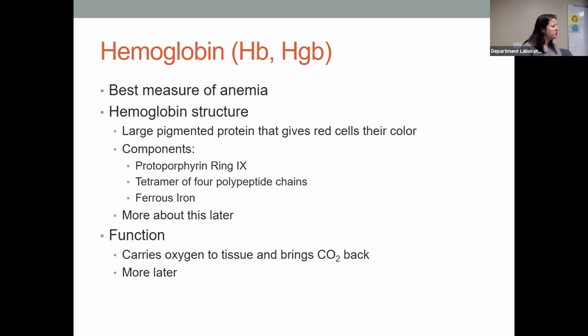The hemoglobin structure, I think I've mentioned this a little bit before, is actually composed of three primary units. You have your protoporphyrin ring, four polypeptide chains, and iron. And we'll talk a lot about that. We have a future lecture coming up on the hemoglobin molecule. And again, the function is to carry oxygen to the tissue and bring CO2 back to the lungs.